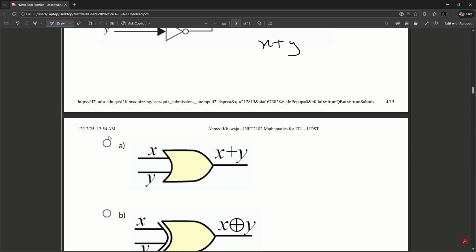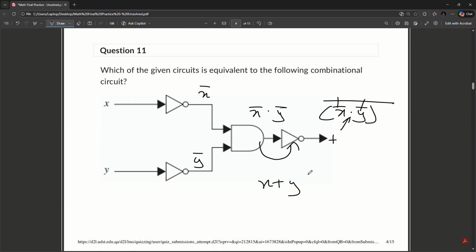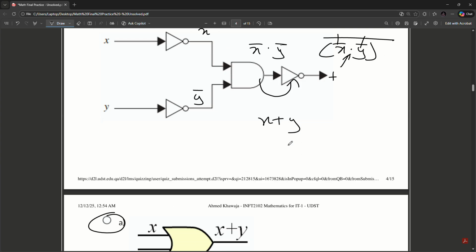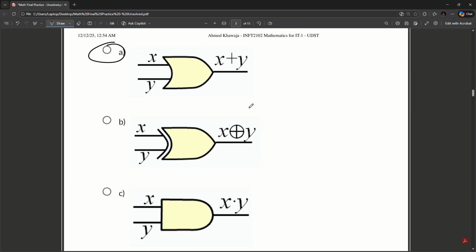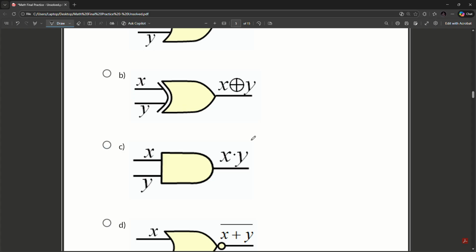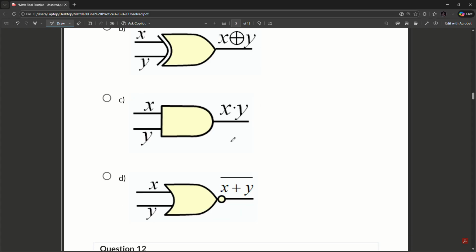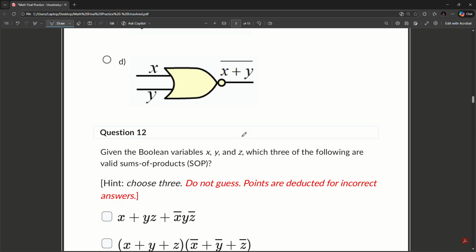Right? It's this option. So I'll scroll down so you can look at the options. There's x plus y, x XOR y, x multiply y, and then of course x plus y complement.